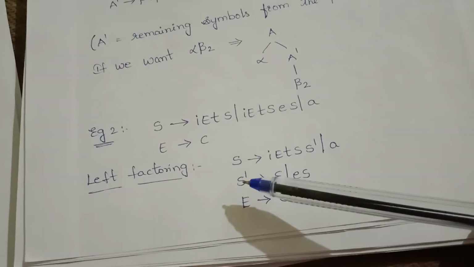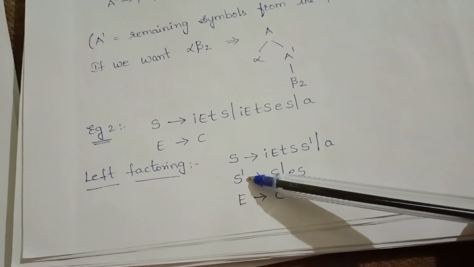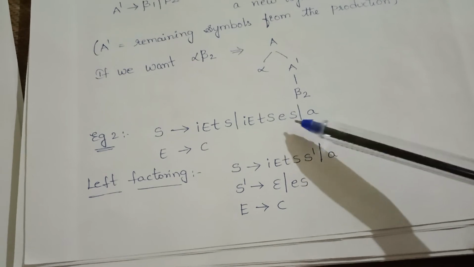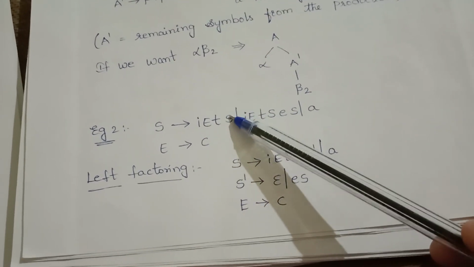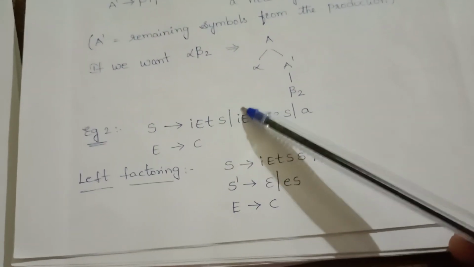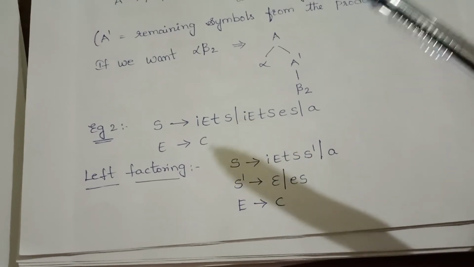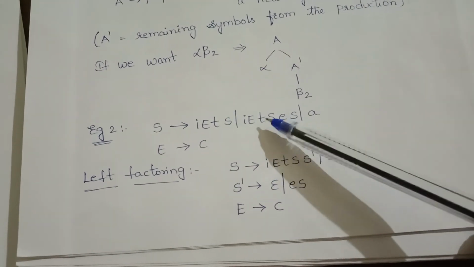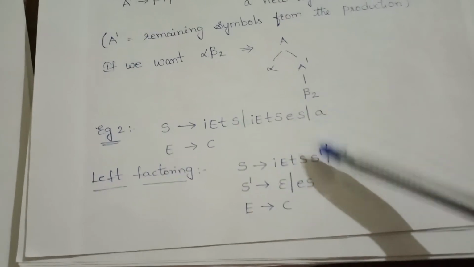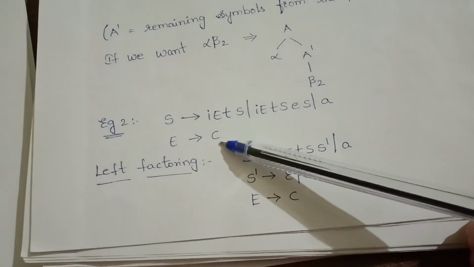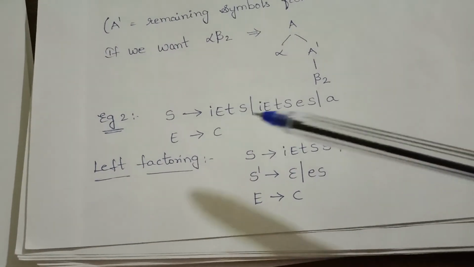For S dash also you need to derive. How do we write for S dash? You need to write the remaining symbols from the production. Here we have iEtS and no more symbols, which means you need to consider epsilon. Epsilon is nothing; if there is nothing there, we consider it as epsilon. So you write epsilon, and for the other, iEtS we already used, what is the remaining? eS. So S dash tends to epsilon or eS. And the next production is E tends to b, so as it is, we write it since there is no left factoring there. So this is how you remove the left factoring.